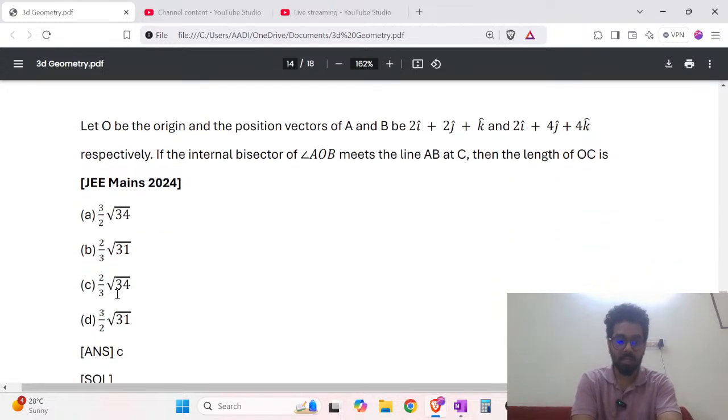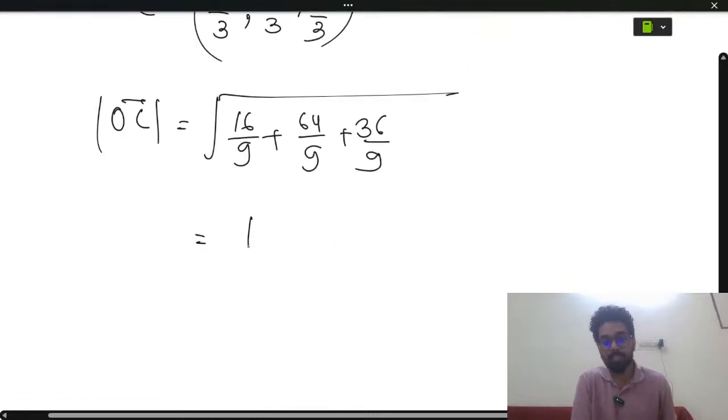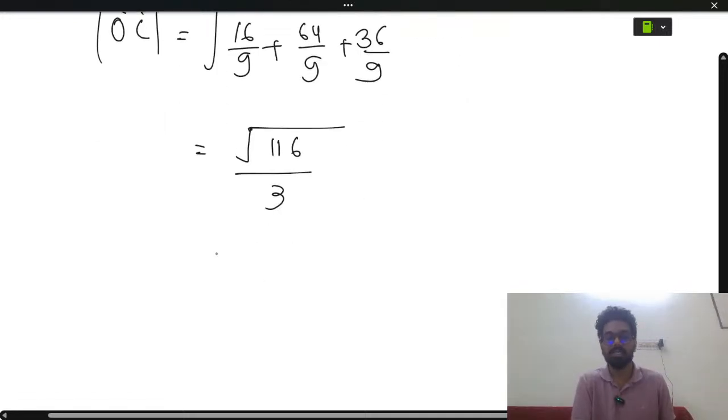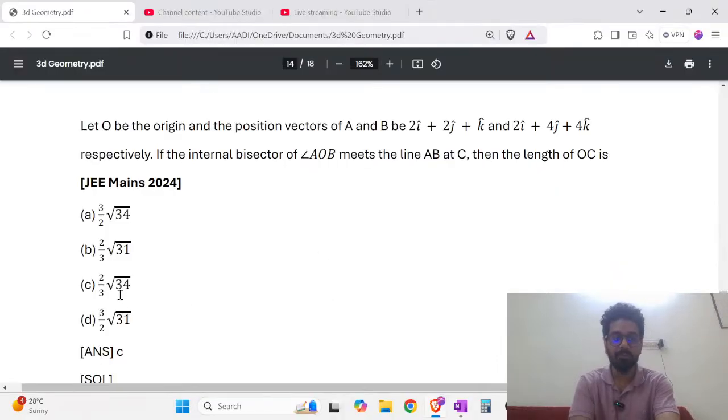They're saying the answer is option C, 2 by 3 root 34. Let's see whether we are having the same or not. So this came out as root 116 by 3. What is 116? It's divisible by 4. So divide by 4, you will have 2 by 3 root of 29... Yeah, so this is 2 and 24. I guess this is a misprint. So 2 by 3 root 24 it will be over here.